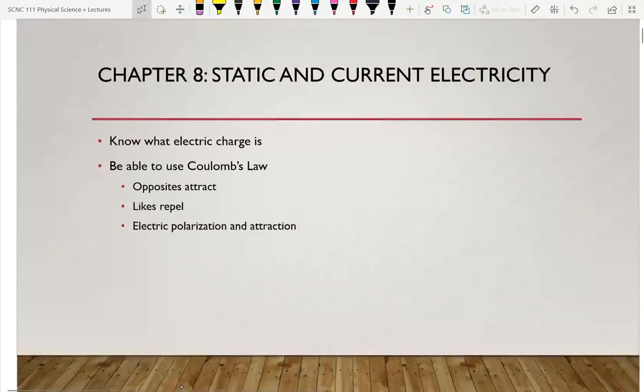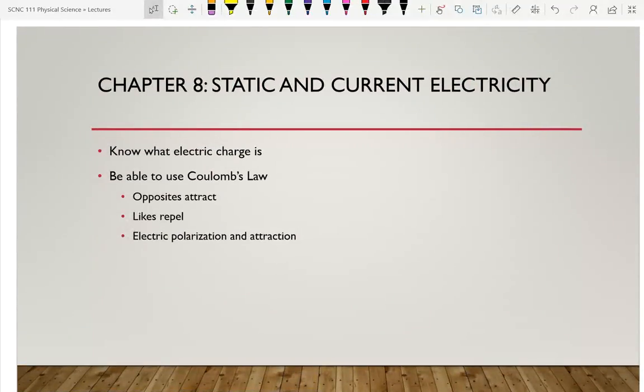Okay, chapter 8 was static electricity and current. Electricity, you studied it in lab yesterday. You need to know what electric charge is. What are the two things that fundamentally have electric charge that we deal with? Electrons is one of them, that's right. And what's the other one?